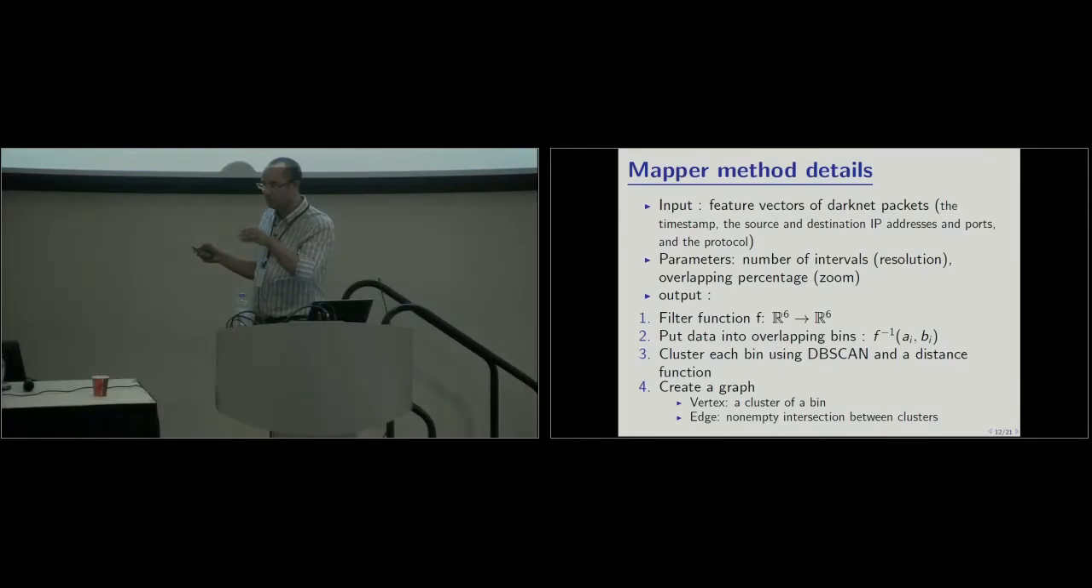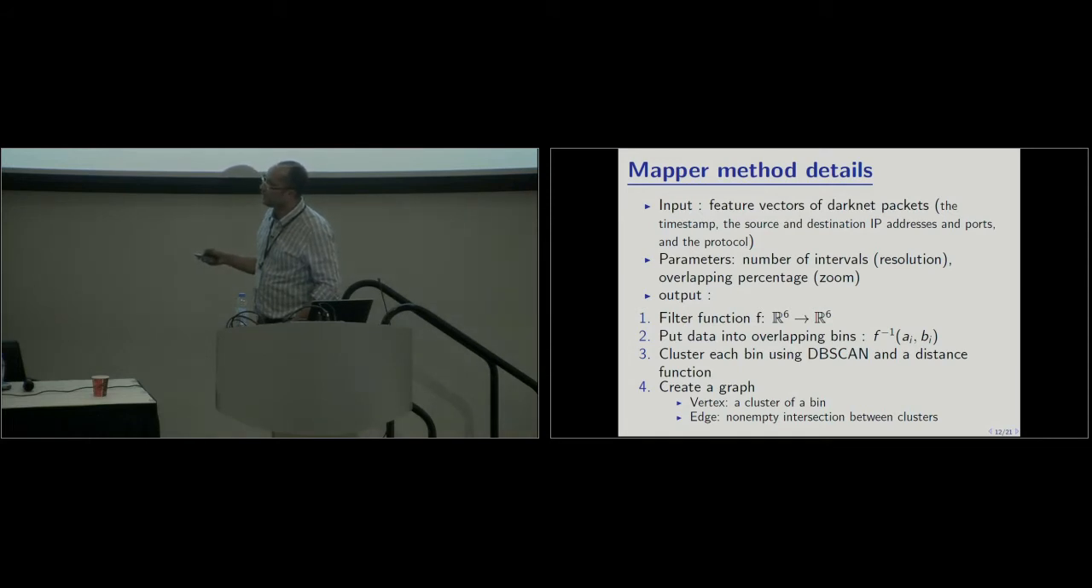The filter function will be split into different intervals, and we define the overlap, the percentage of overlap between these intervals. This is our filter function. In this case, we consider the simple one, which is the identity. So from the 6 features, we map them to 6 features. And then we put the data into overlapping bins using this number of intervals and the overlapping percentage.